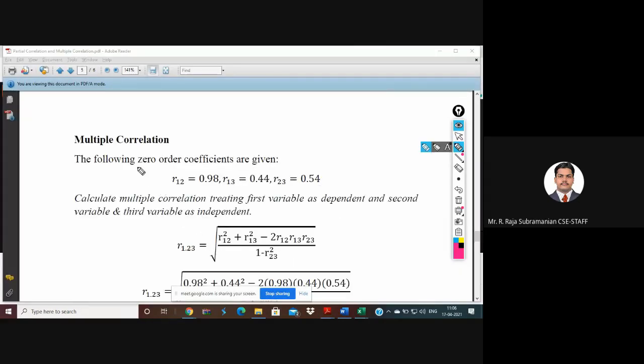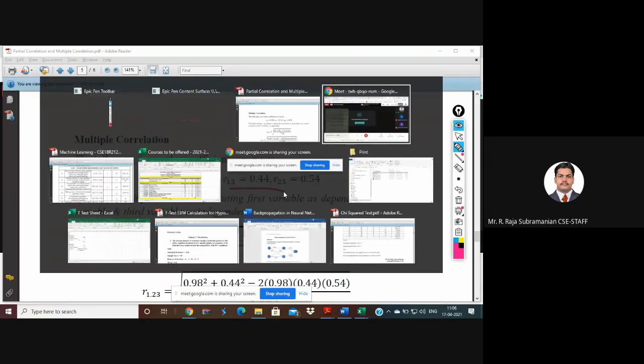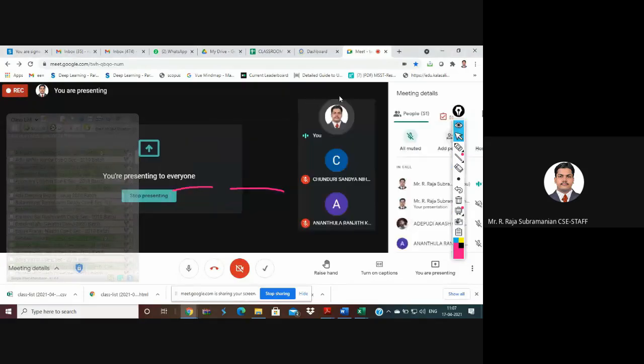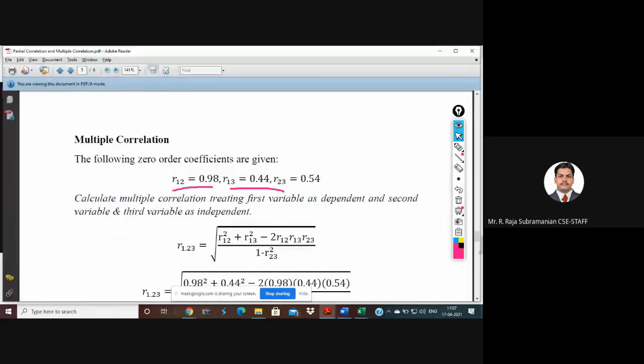Right now going into the multiple correlation, R12 is 0.98 and R13 is 0.44. Now I ask you a question. What is the difference between partial correlation and multiple correlation? In the multiple correlation, we keep 1 as dependent and 2 and 3 as independent.